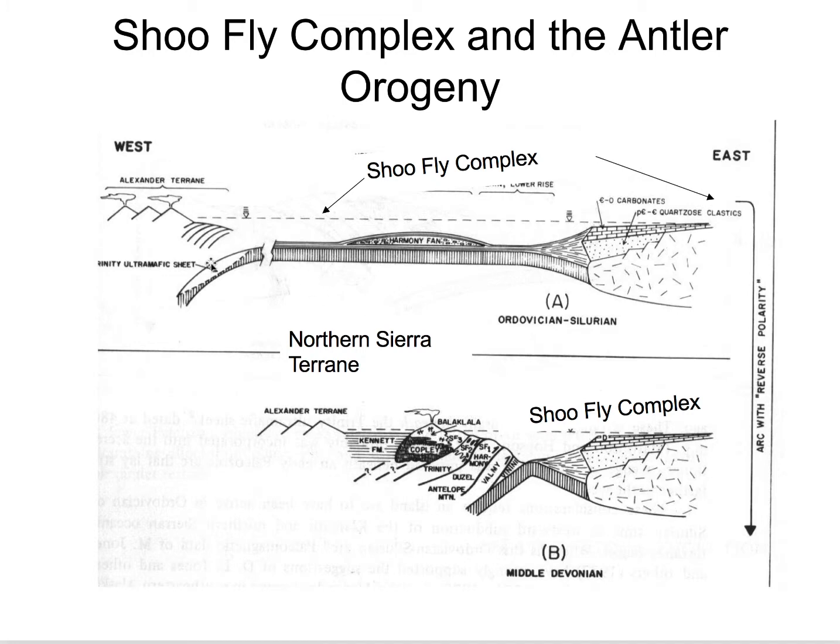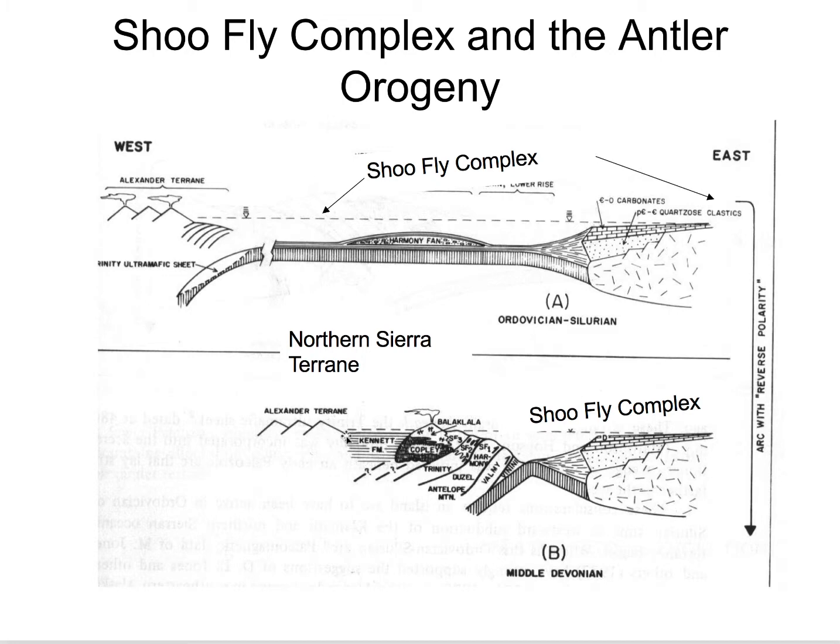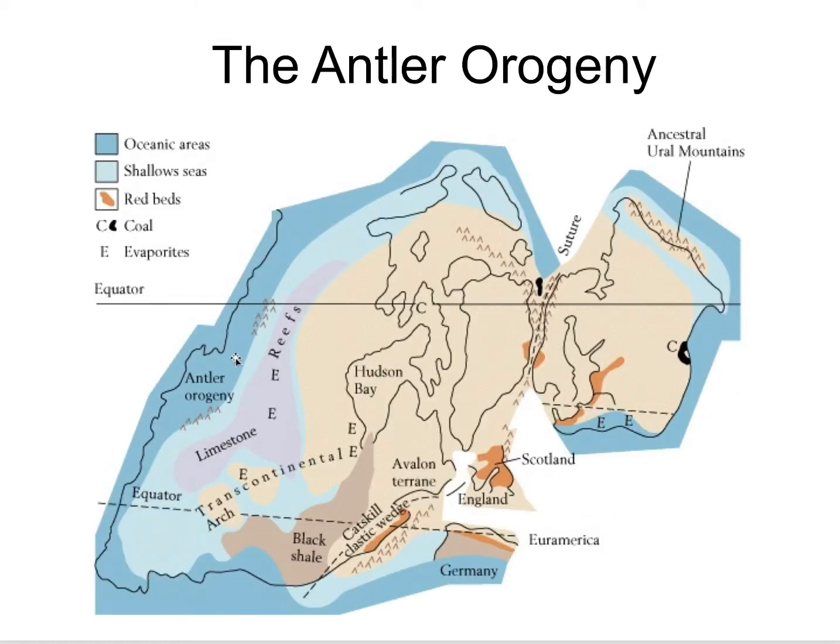And note subduction was going under the arc, so we call that reverse polarity. Instead of being under North America, it's under these island arcs. And eventually, when these arcs collide with North America, they're going to be accreted, and that's going to be the Antler orogeny around 360 million years ago, middle to late Devonian. So we accrete the Antler orogeny over here on the west side of Laurentia.